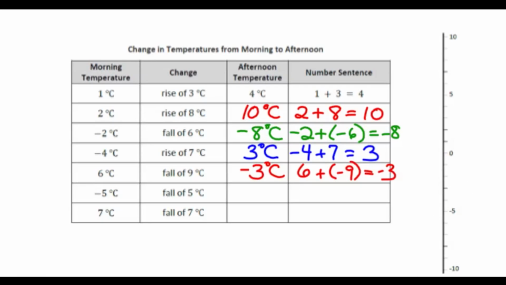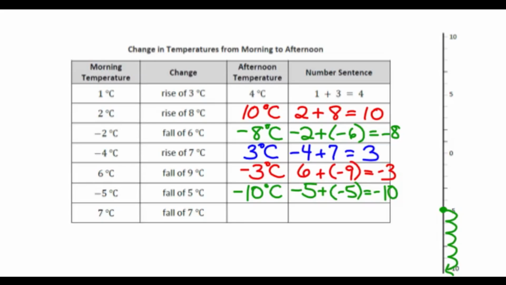Starting at negative 5 is what the next example says. Falling by 5, so we're starting at negative 5. That's starting 5 below the 0. Falling by 5 means going down by 5. And notice we're at negative 10. That equation would be negative 5 plus negative 5 is negative 10.